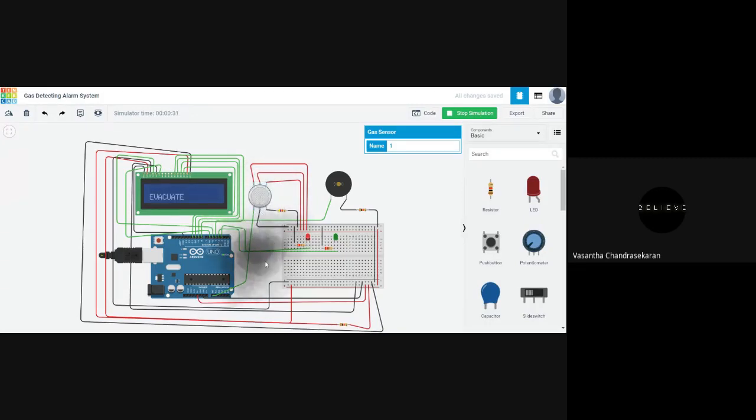So the application of this gas sensor would be to detect the leakage of gases, especially in industrial areas. And that's all about the gas sensor, ma'am.